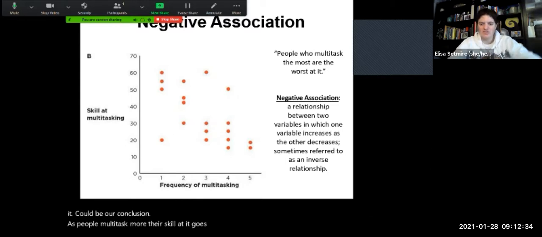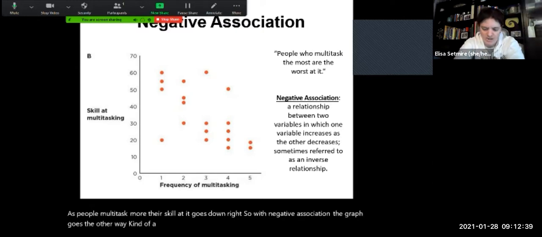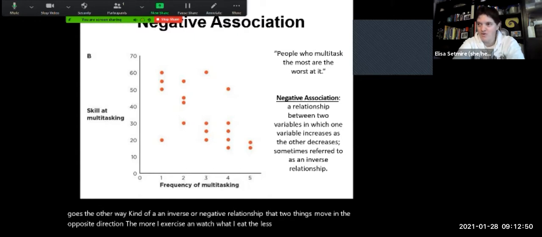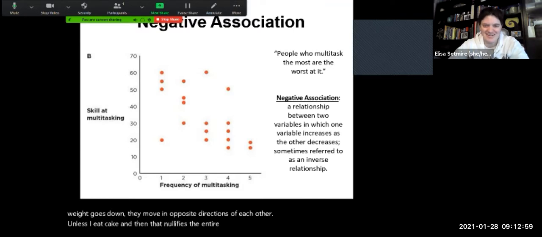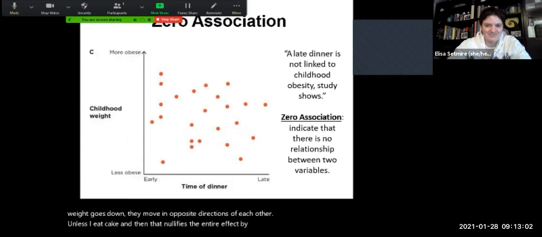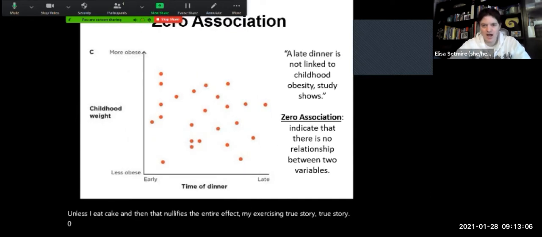So with negative association, the graph goes the other way, kind of an inverse or negative relationship, where two things move in the opposite direction. The more I exercise and watch what I eat, the less I weigh, right? My weight goes down. They move in opposite directions of each other. Unless I eat cake, and then that nullifies the entire effect of my exercising. True story, true story.